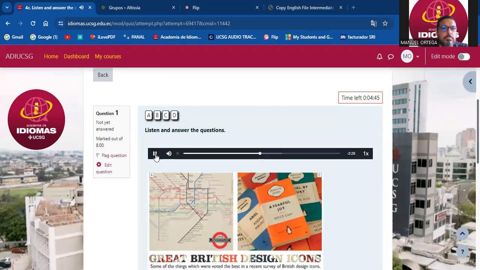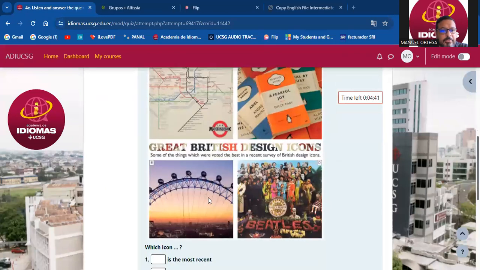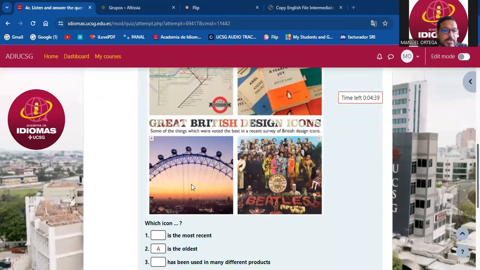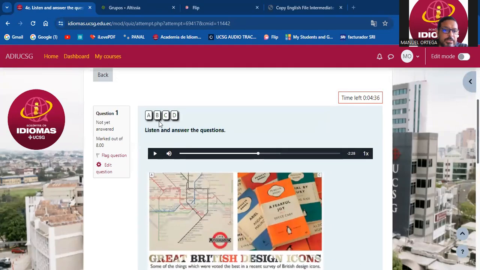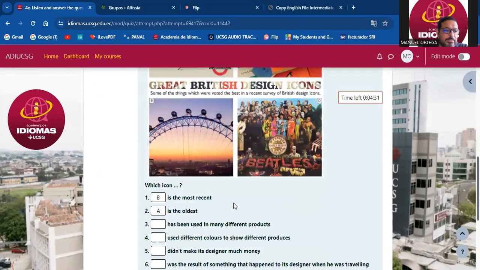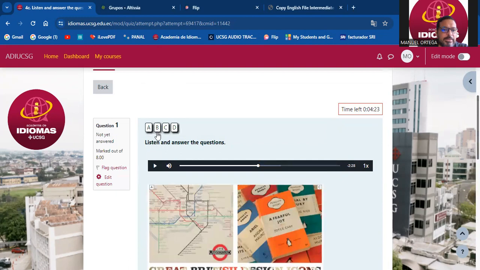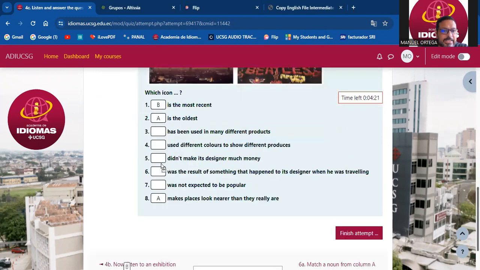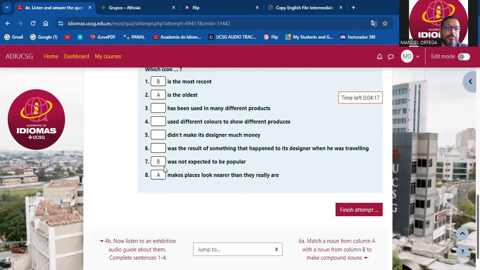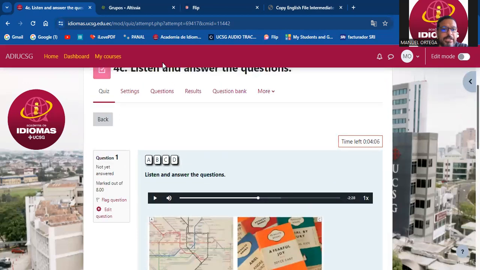There we have the audio track part regarding B, that is the London Eye. In the London Eye, we take the letter B and we're going to place it at number 1, the most recent. And number 7. Excellent. Thank you so much. At number 7, another characteristic that was not expected to be popular. Do we have any other where we place B? Apparently no, right? Just number 1 and number 7. Let's continue on the track.